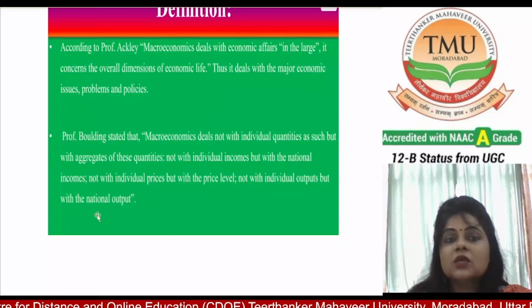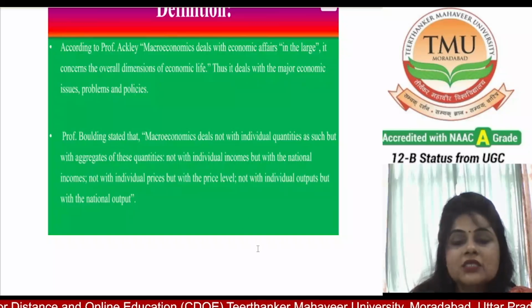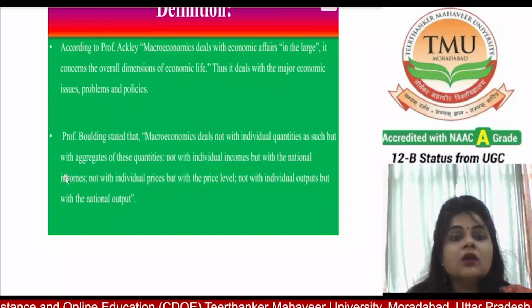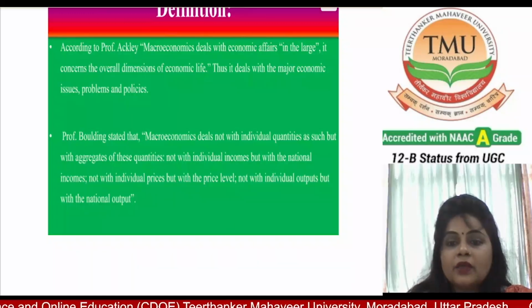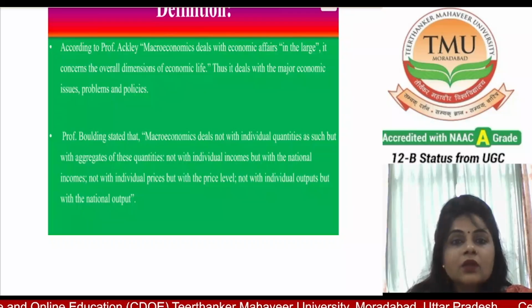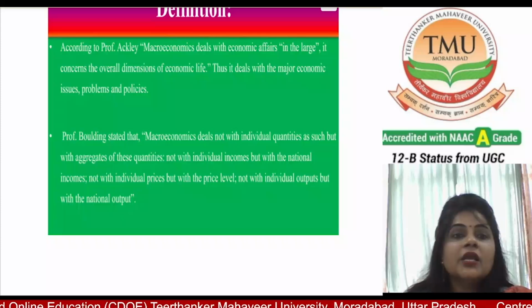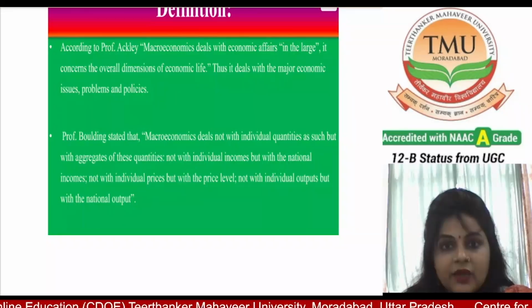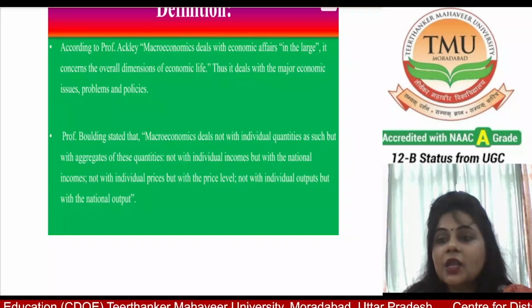Professor Boulding states that macroeconomics deals with no individual quantities as such, but with aggregates of these quantities, not with individual incomes, but with the national income, not with individual prices, but with the price level, not with individual output, but with the national output.